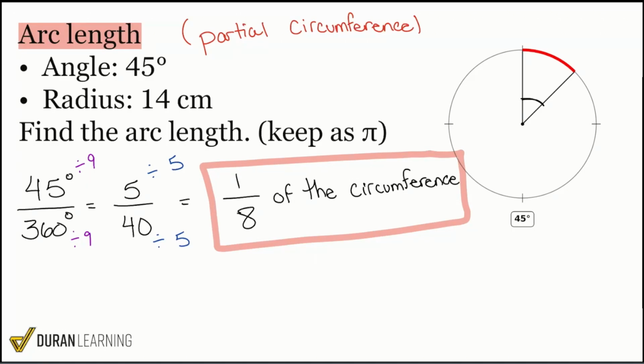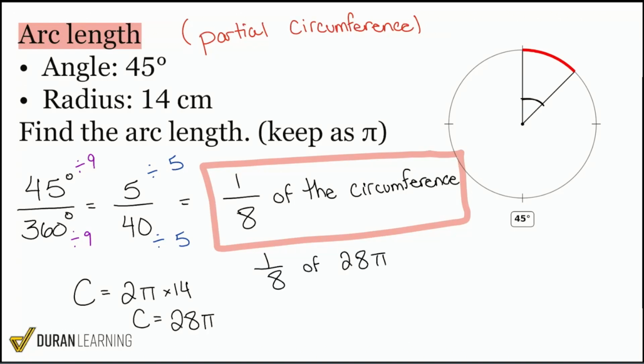Given that we have the radius, my circumference is going to equal 2 times pi times the radius, which is 14. 2 times 14, that's going to give us 28. So my circumference is 28 pi. So I'm going to write this down again. This is 1/8 of the circumference. So 1/8 of 28 pi.